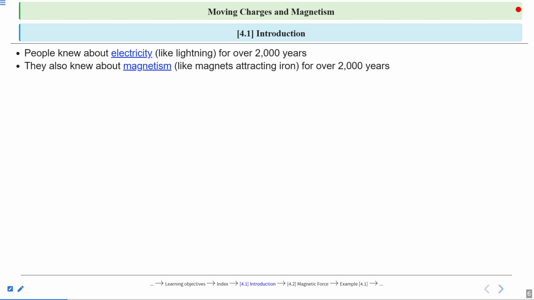There were magnets in the old times, in the medieval times, like magnets attracting iron. They didn't know the concept of why a magnet is attracting iron, but they knew that this is a magnet and it attracts iron and some other metals like nickel or cobalt. So they knew about magnetism unconsciously, not exactly knowing the concept of magnetism, also for over 2000 years.